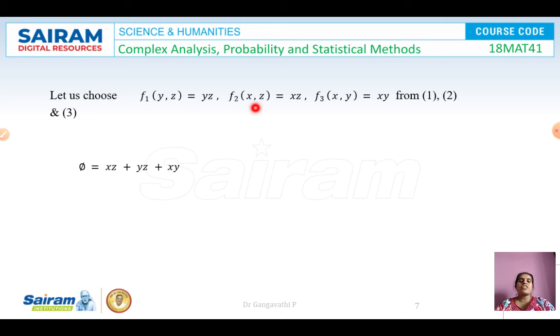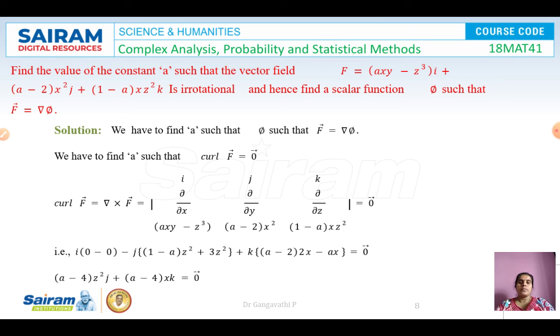Similarly, from equation 2, we have to find f2 of x comma z. So now leave equation 2. From equation 1 and equation 3, you have to find a term which has only x and z. We can find xz there. Similarly, you can find f3. When you find all these things, you can write down phi as xz plus yz plus xy. A simple comparison lets us conclude phi from all the 3 expressions of phi which we have obtained. This is how we obtain the scalar potential.